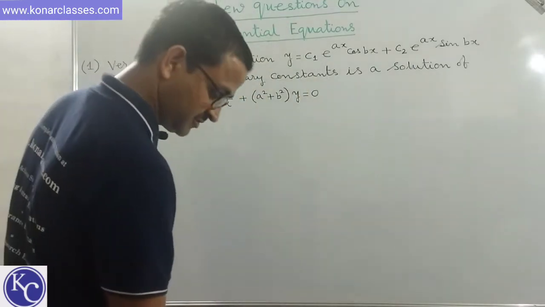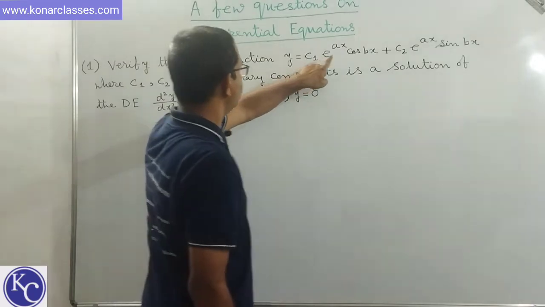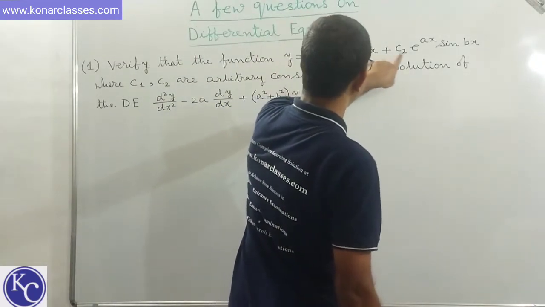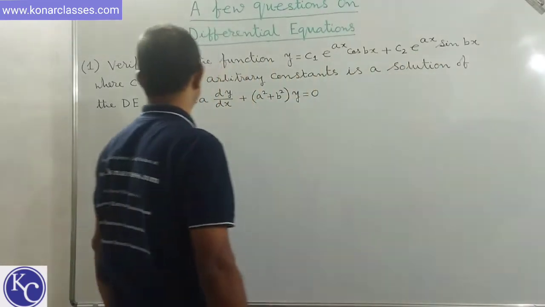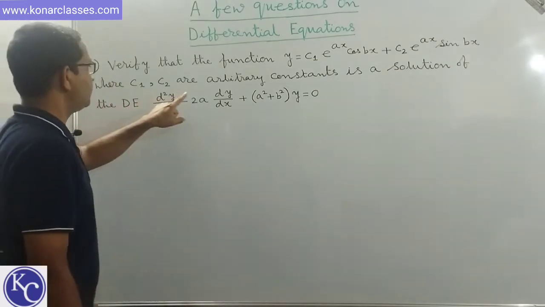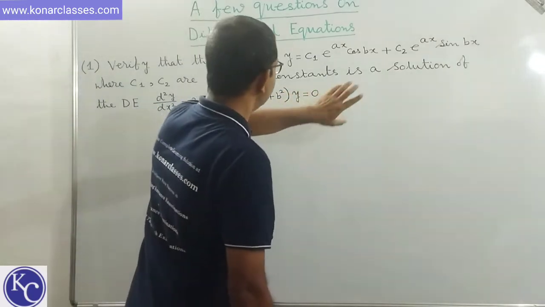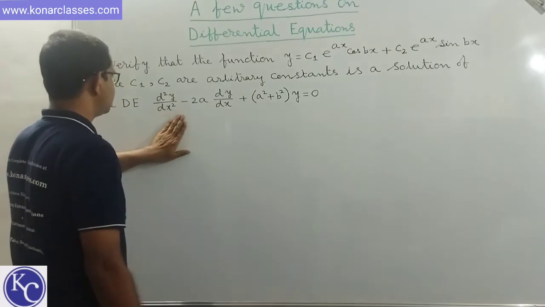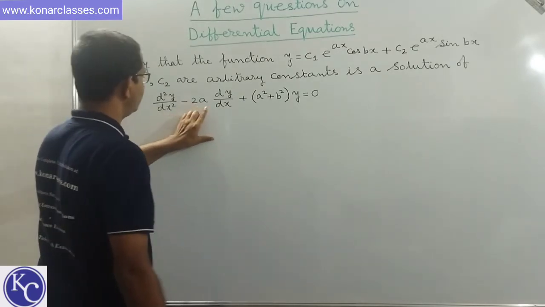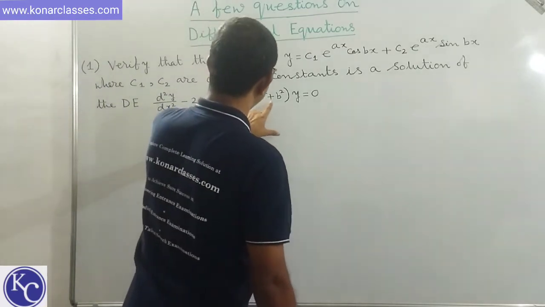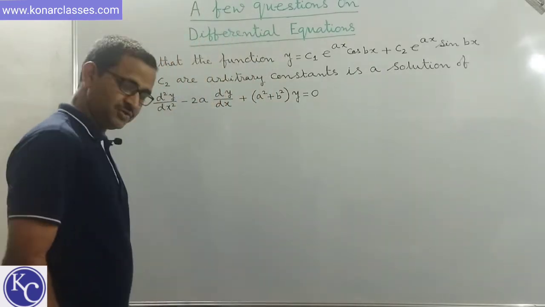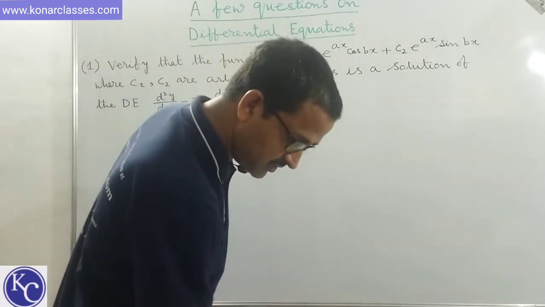Verify that the function y equal to c1 e power ax cos bx plus c2 e power ax sin bx, where c1 c2 are arbitrary constants, is a solution of the differential equation d2y dx2 minus 2a dy dx plus a square plus b square into y equal to 0. Okay, so how to proceed, dear students?